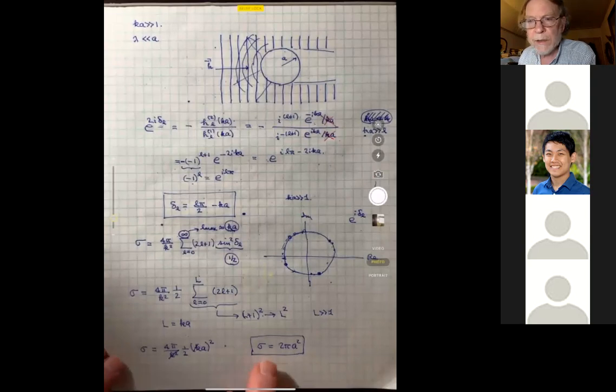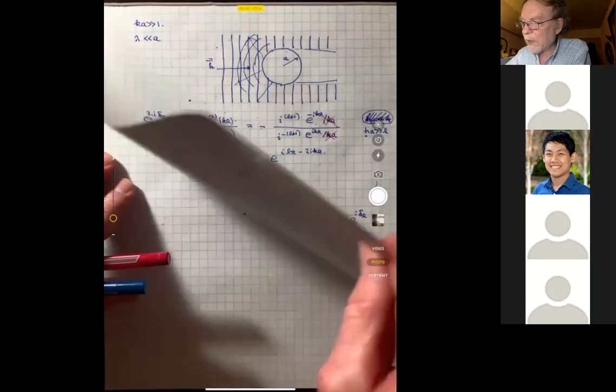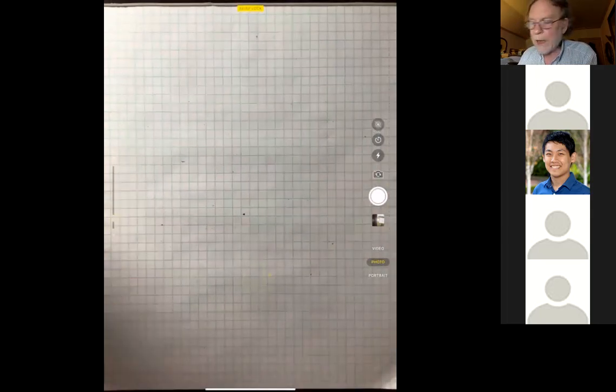Now, we haven't calculated the differential cross-section in the large Ka limit. All we've done is calculate the total cross-section. In the small Ka limit, we calculated both of them, and we found the differential cross-section was constant. Remember, it was isotropic scattering. That's S-wave scattering. Let's look at the classical cross-section.